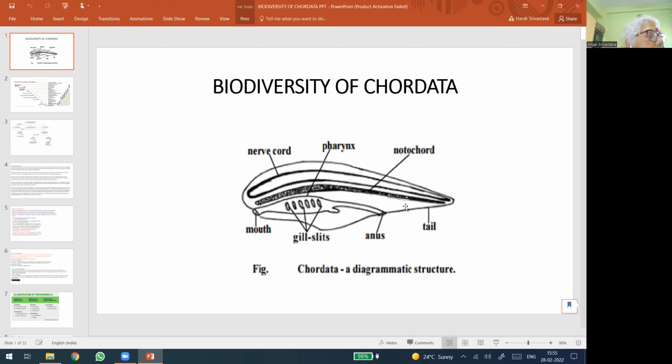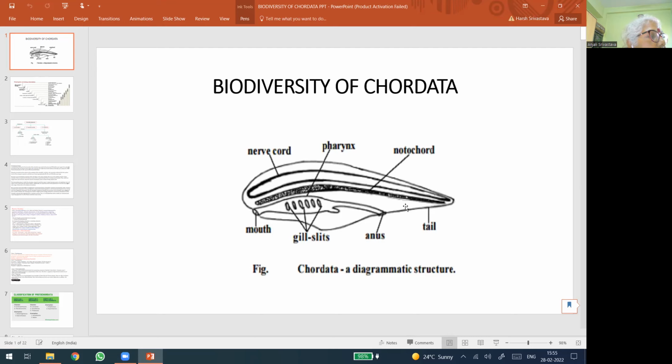Now, this classification, let us move to the biodiversity. Apart from these particular characters, humans are also chordate. You know, the human embryos form a notochord eventually that converts into a vertebral column, particularly when the embryo is growing into a fetus. The important chordate characters, we have already seen.